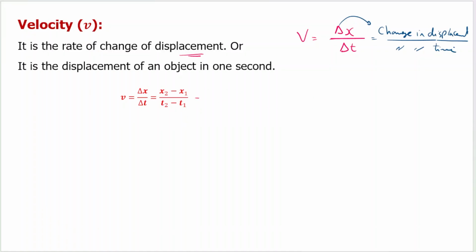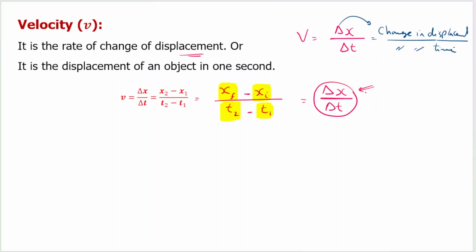So how can we calculate the change? Just by subtracting the final position minus the initial position over the final time minus the initial time. If you do final position minus initial position, this is called the change in position, which is displacement. Then you do T2 minus T1, which means the change of time. If you divide the change in position by the change in time, this will give the velocity.